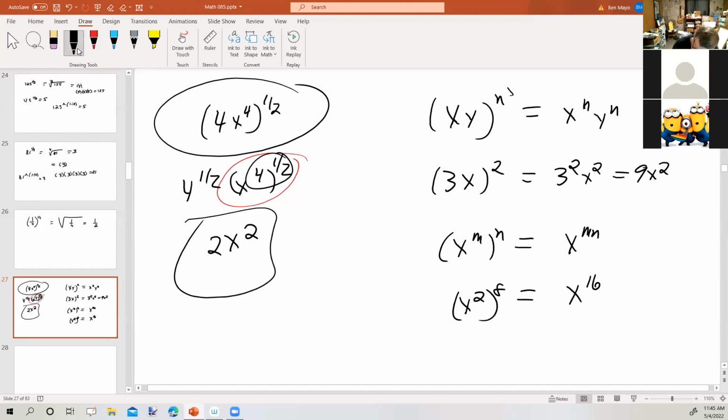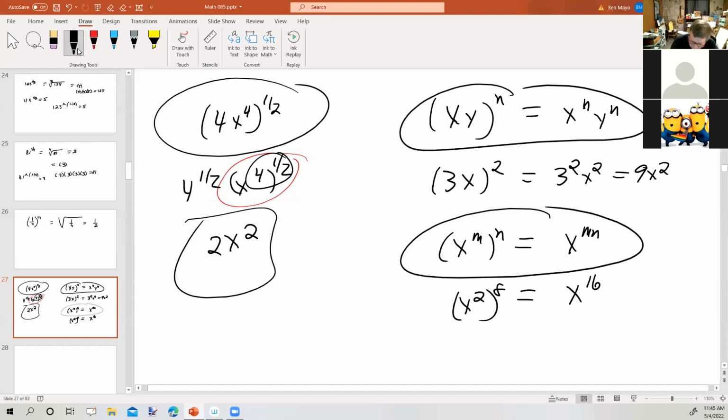But I used this rule and this rule from before. Okay, a product raised to a power, attach the outside power to each factor. A power raised to a power, multiply the exponents. All right. Any questions there?